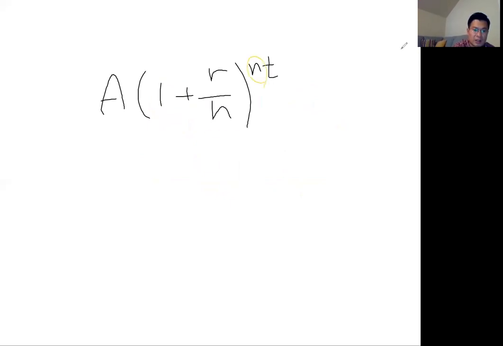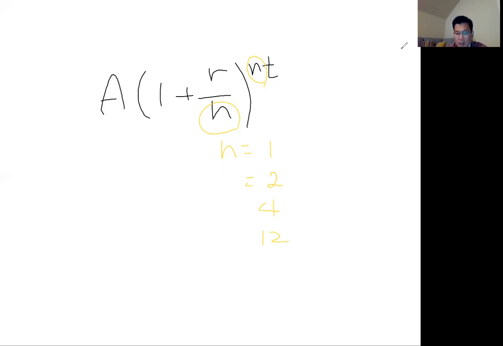Then how about this n? Those two n's are how many times you're getting interest. If it is once a year, then n equals 1. Twice a year, n equals 2. Four times, which is quarterly, n becomes 4, and monthly is 12. That's something you can think about.